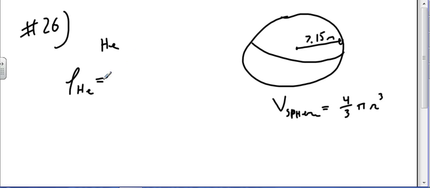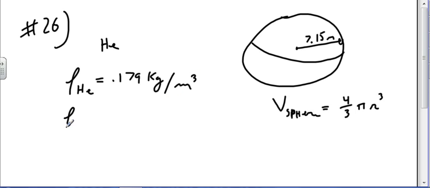So we'll go back to page 261, and we see that helium is 0.179 kilograms per meter cubed. Let me look at that again because I'm not sure what I put down there. Kilograms per meter cubed. All right.